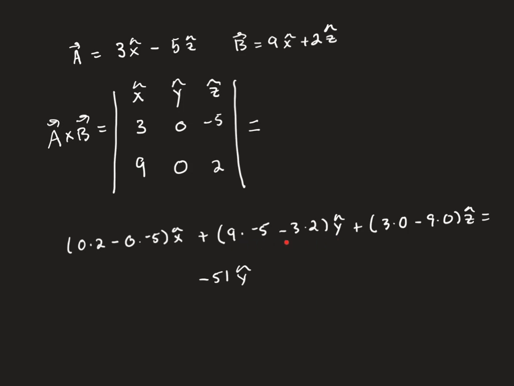So I'm only focused here on this center term, so I'm going to find out that A cross B is going to equal negative 51 in the y hat direction. Remember, cross products give you a vector answer. So this has both a magnitude, 51, and a direction in the minus y direction.